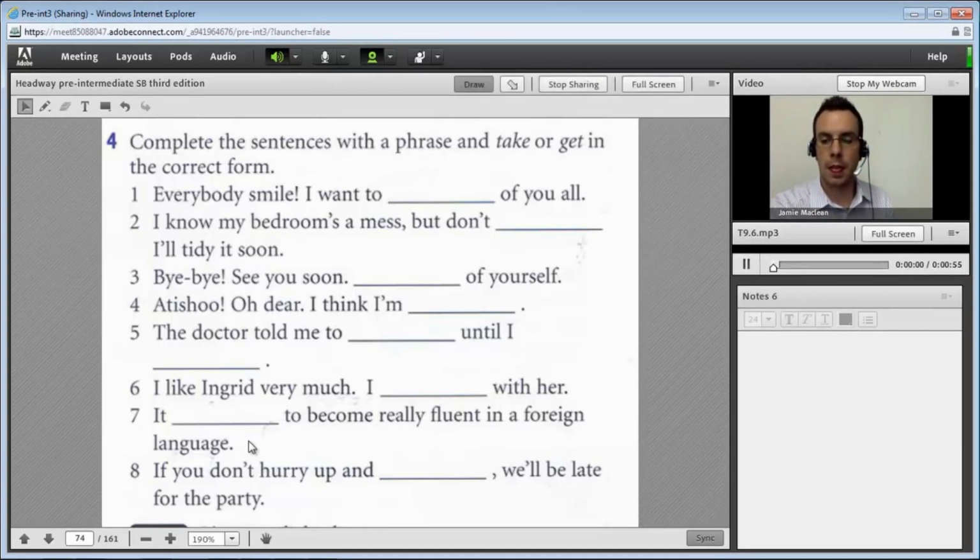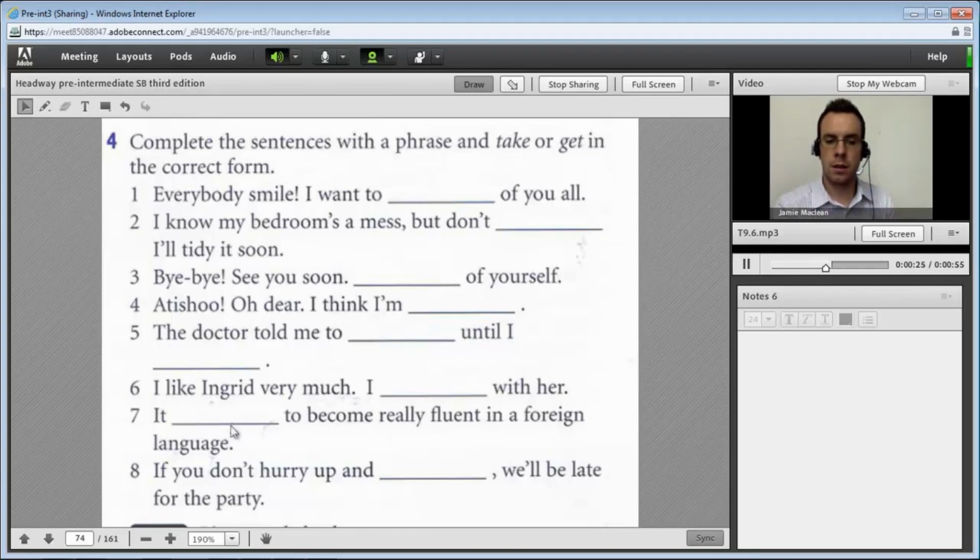Tape script 9.6. 1. Everybody smile. I want to take a photo of you all. 2. I know my bedroom's a mess, but don't get angry. I'll tidy it soon. 3. Bye-bye. See you soon. Take care of yourself. 4.